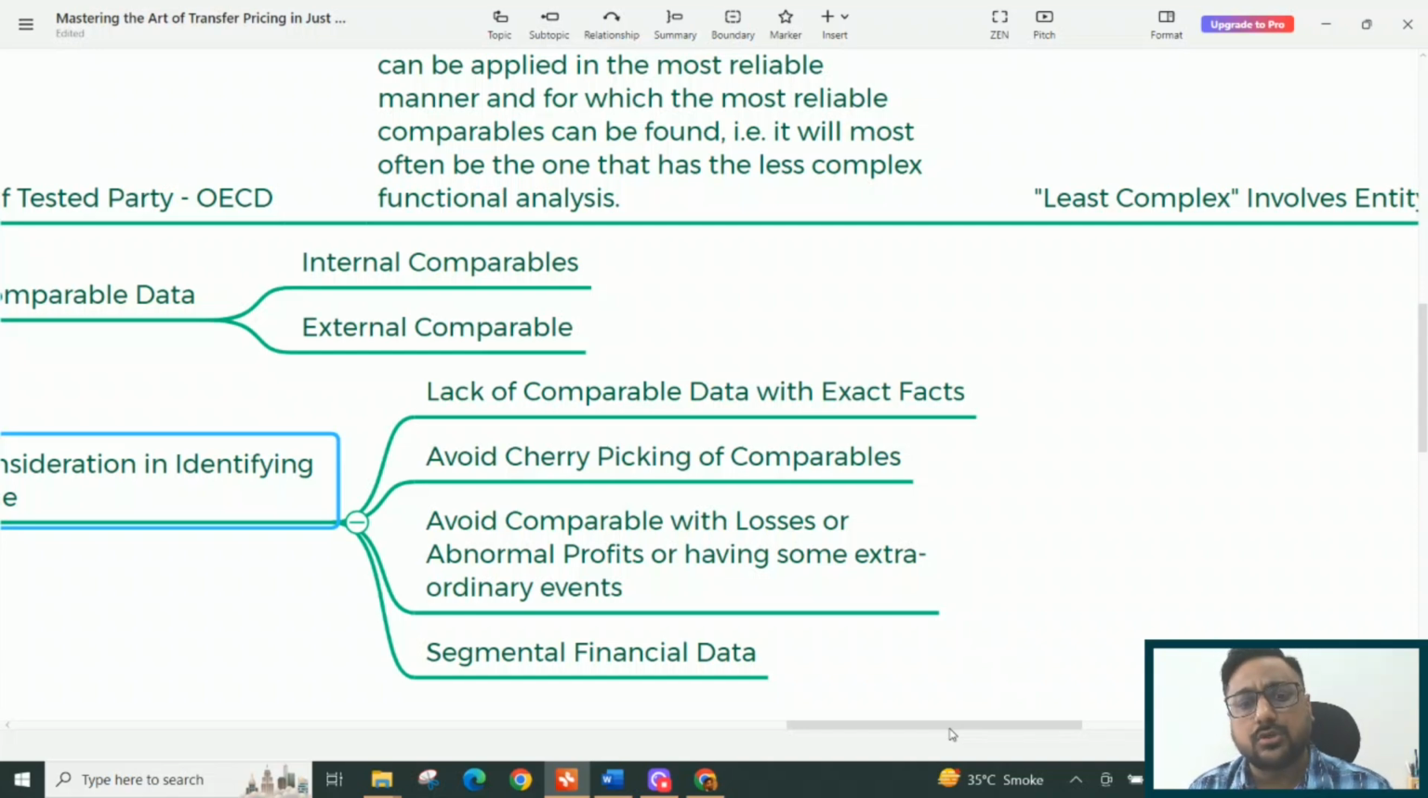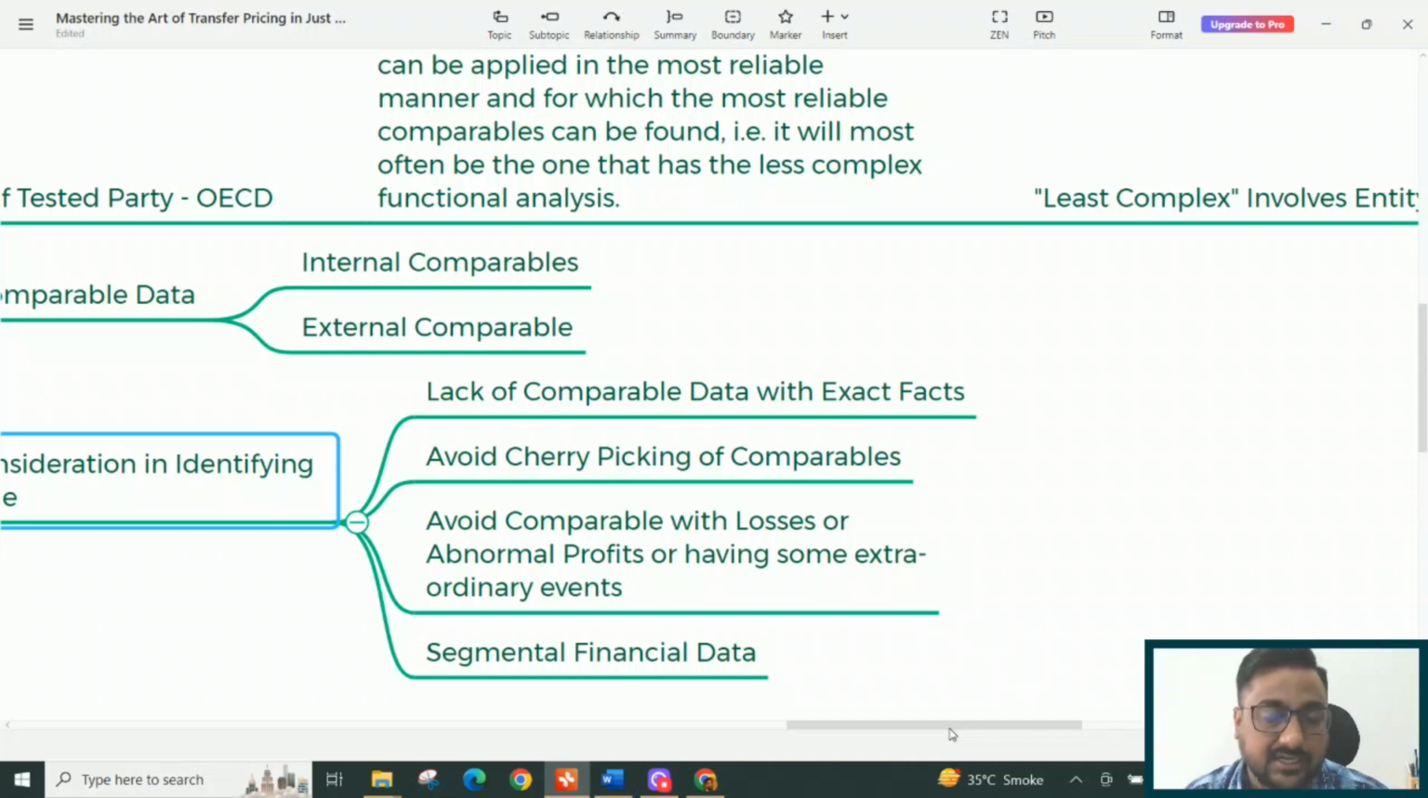Then you should also avoid comparables with losses or abnormal profits or having some extraordinary events. Extraordinary events would mean mergers, acquisitions. So if in that particular year the comparable has gone through a situation where it has reported some extraordinary events, or where it has posted abnormal profits, or it is consecutively facing losses, then such comparables should also be avoided when you are choosing a comparable transaction.